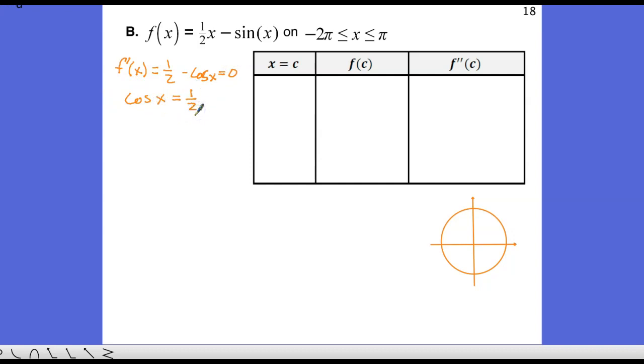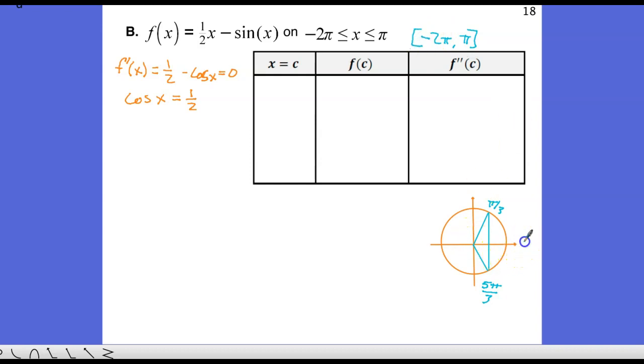Now, if you think about the unit circle, where does cosine x equal positive 1/2? Well, it happens at pi over 3, and it happens again at negative pi over 3, or 5 pi over 3. And those are the only two times that happens on the interval from 0 to 2 pi. Okay, but this is a little weird. Instead they gave us -2 pi to pi. So we're going to have to think about what that means.